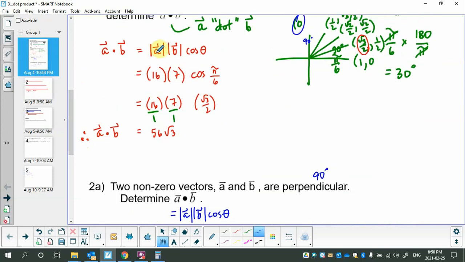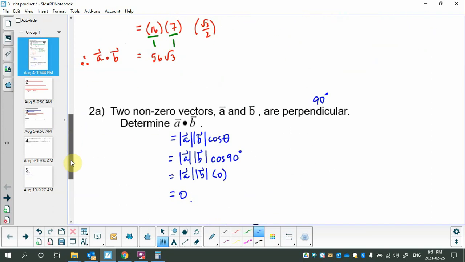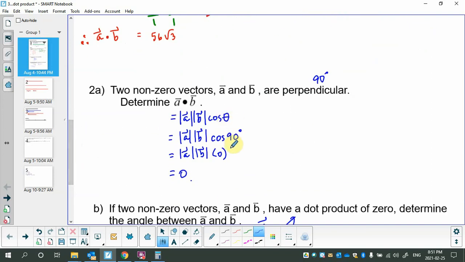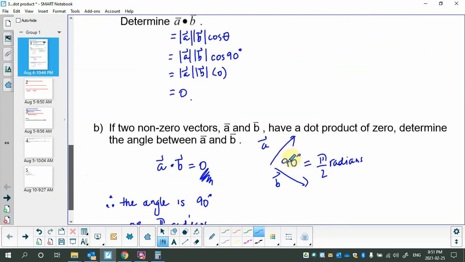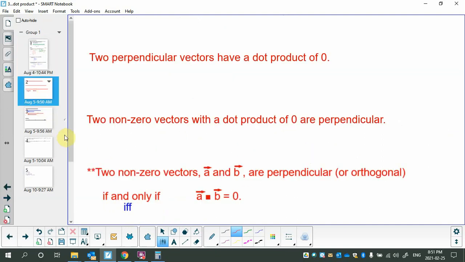Because if this isn't 0 and this isn't 0, this part must be 0. And if that part is 0, the only number that can be placed in there is 90 degrees. Technically it could be 270 degrees as well, because if this is 90 degrees, that's 270 degrees. But normally we don't talk about the wider angle, we talk about the narrower angle, not acute, narrower angle, because it's 90. So, new terminology for you.